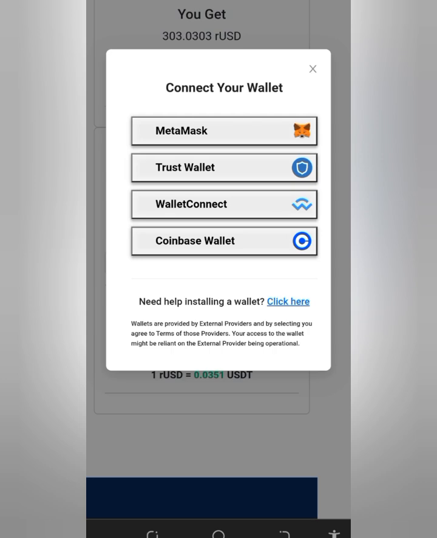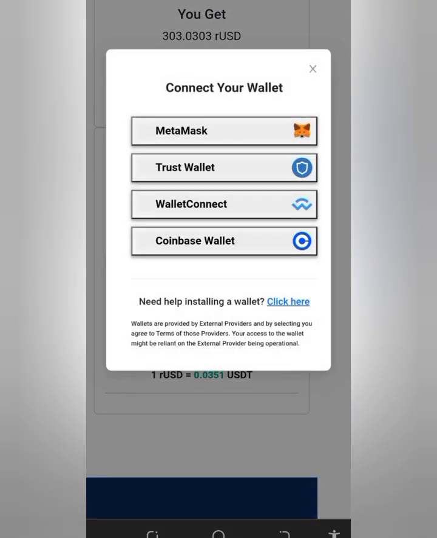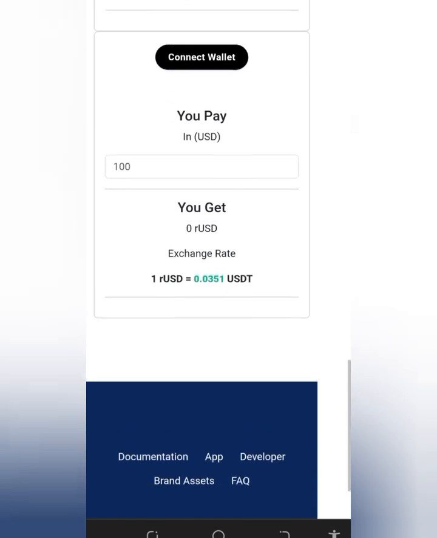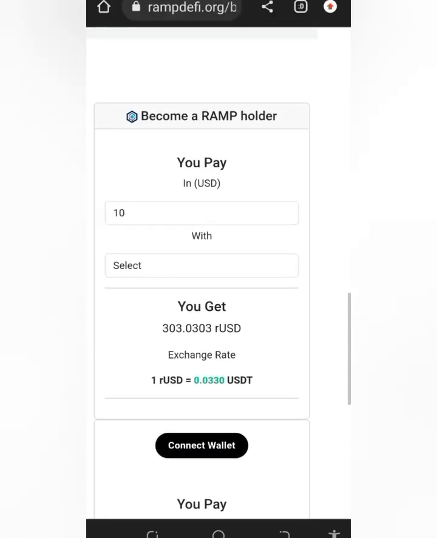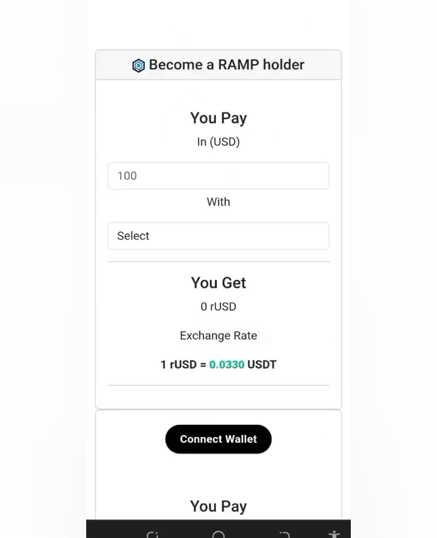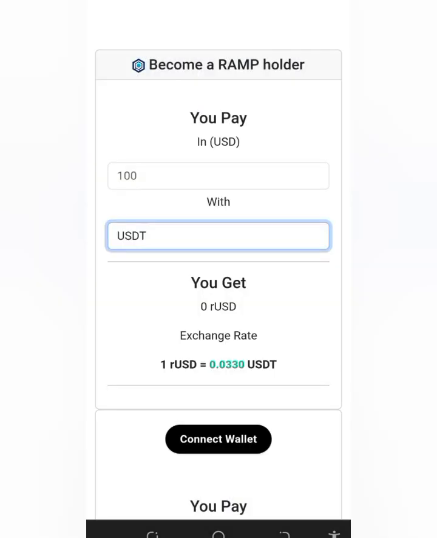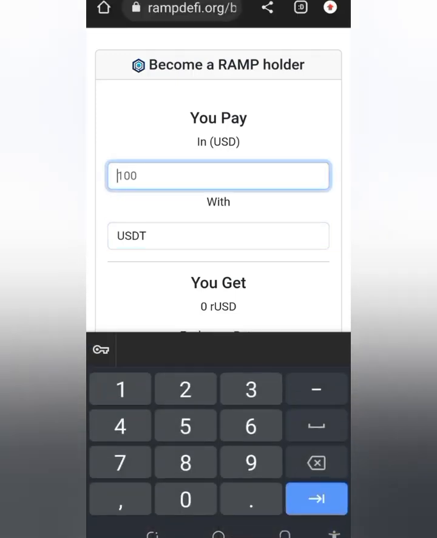Should I try MetaMask? It's not even going to go anyway. Let me connect it again. I don't know why it's not connecting. Okay, let me just try to buy. Or is it telling me that the amount I want to buy is too small? I just refreshed again because I wasn't sure what was going on. So let's click on what we want to pay with, which is USDT, and then put in $10.